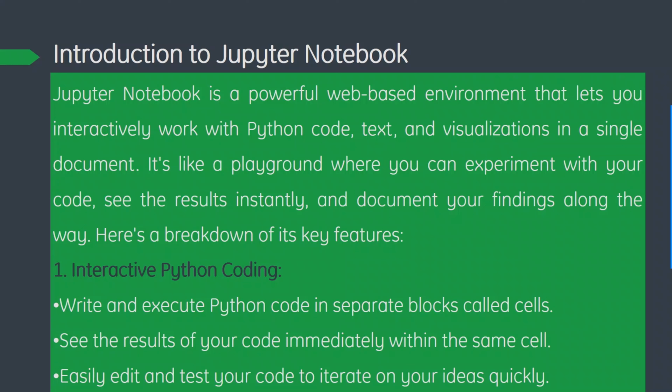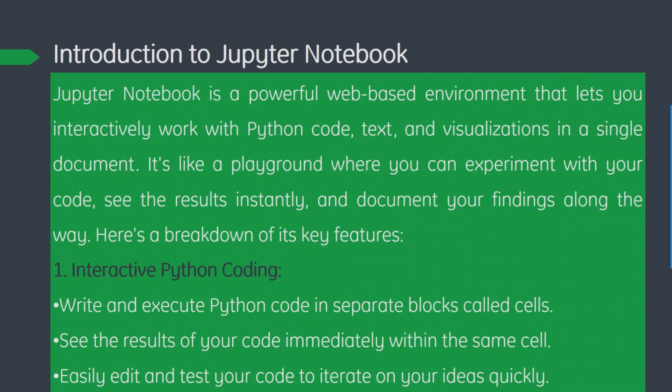So what are the key features? Firstly, we have interactive Python coding. So write and execute Python code in separate blocks called cells. See the result of your code immediately within the same cell. Easily edit and test your code to iterate on your ideas quickly.